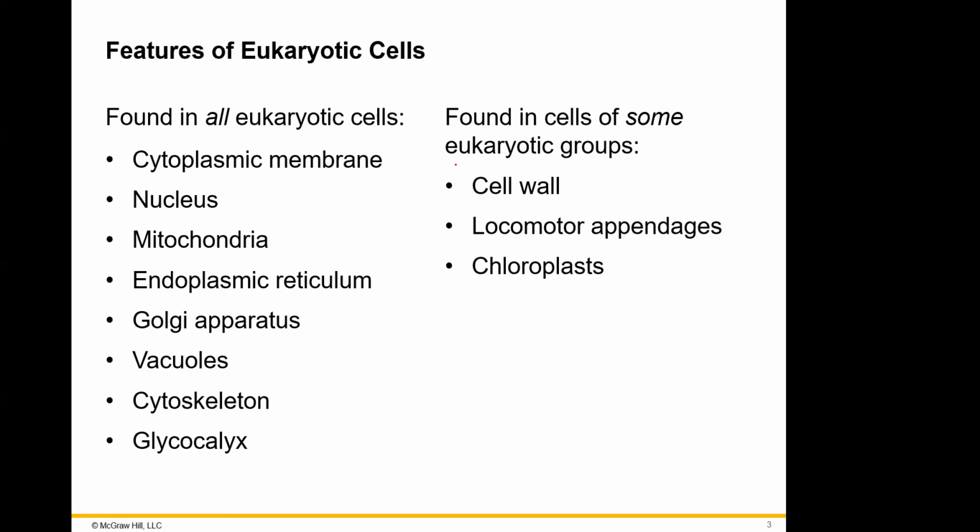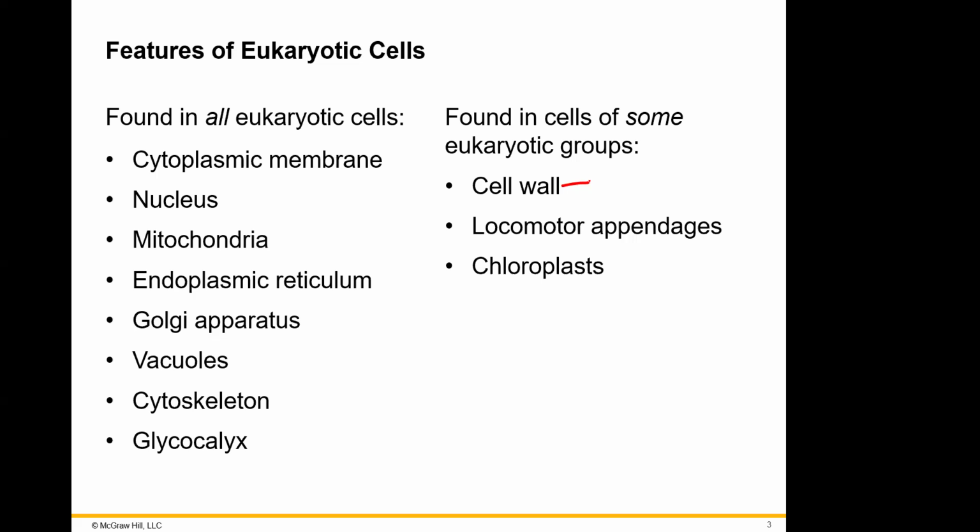But here on the right, we have some things that when you actually take a minute to step back and look at it, makes sense that not all of them have these things. So cell wall. Our cells don't have a cell wall, right? We know that plant cells do. Our cells aren't rigid like that. Plant cells have a cell wall, and fungi have a cell wall, but many other cells don't. So not all of them have a cell wall.